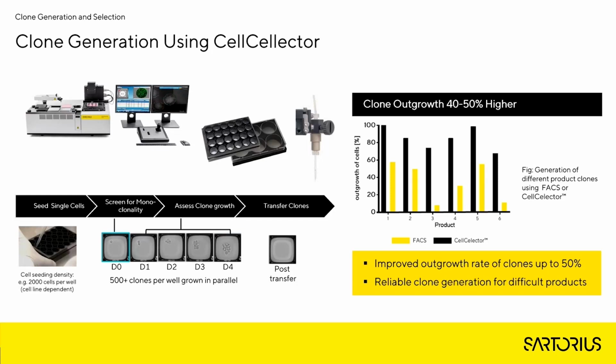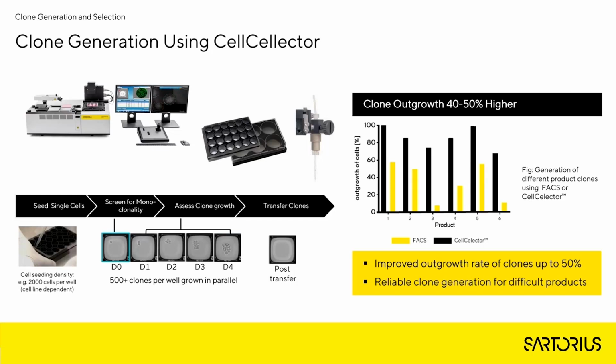Typically, over 500 monoclones per well can be found. The following days, clone growth of the monoclones is assessed. On day 4, clones are transferred from the nanowell plate to the next plate format.